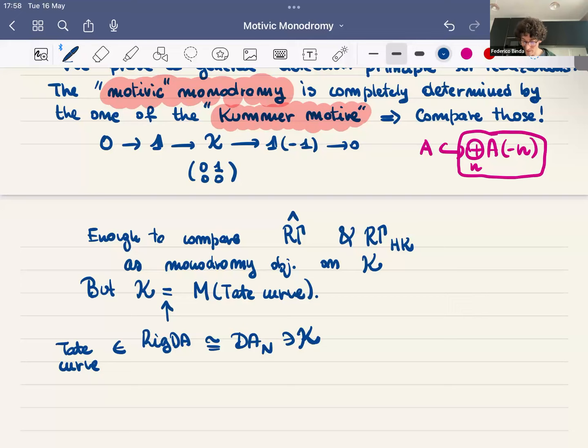So once you realize that, then you just need to compute the two cohomologies, so our cohomology and the classical cohomology on the Tate curve, and check what happens on the monodromy there. And yeah, they actually agree. And this completes the proof. Okay, so yeah, let me stop here. Thank you very much.